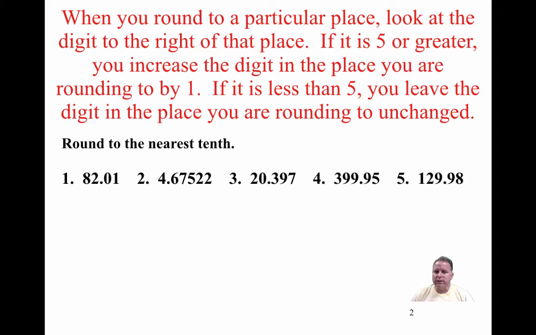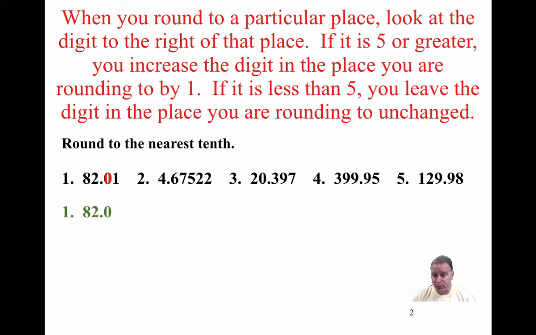So we're going to round to the nearest tenth. Remember, the tenths place is one digit after the decimal point. So for number 1, we have 82 and 1/100th. So the tenths place is the 0. So you look to the right of the 0, and that's a 1. It's not 5 or greater, so we leave the 0 alone, and we will end up with 82.0.